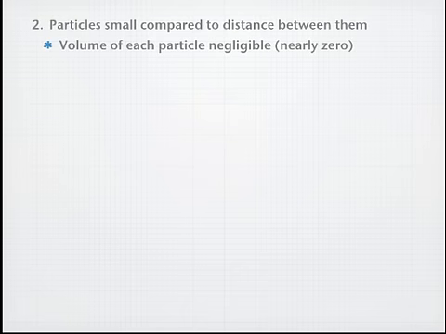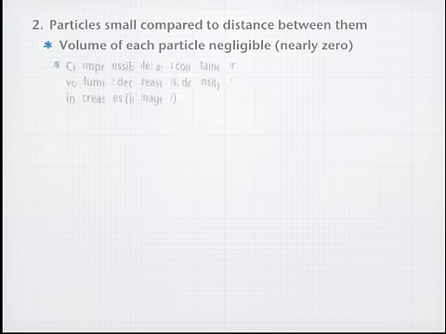Okay, so particles are also small compared to the distance between them. What this really means is that we can ignore the volume of each particle, that the particle size is nearly zero compared to how big the distances are between them, how big the volume of the container is, the amount of space that these particles are allowed to occupy.